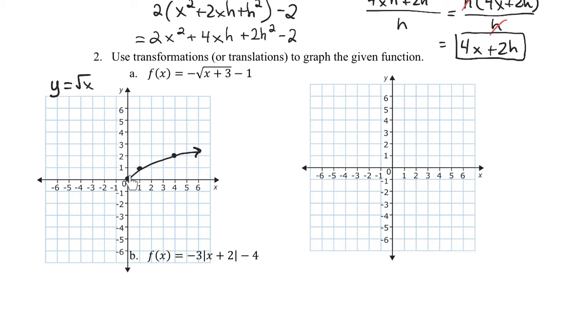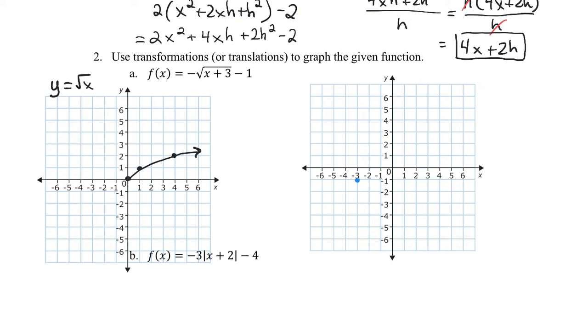So I would start with your starting point here. 0, 0 is going to move to the left 3 and down 1. So make a new starting point. Left 3, down 1. What else is happening as far as transformations? There's a reflection, yeah. What kind of reflection? If it's outside the function. Those are the two kinds.